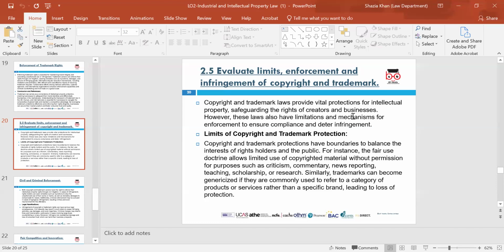Copyright and trademark protections have boundaries to balance the interests of rights holders and the public. For instance, the fair use doctrine allows limited use of copyright material without permission for purposes such as criticism, commentary, news reporting, teaching, scholarship, or research. Similarly, trademarks can become generic if they're commonly used to refer to a category of products or services rather than a specific brand, leading to the loss of protection.